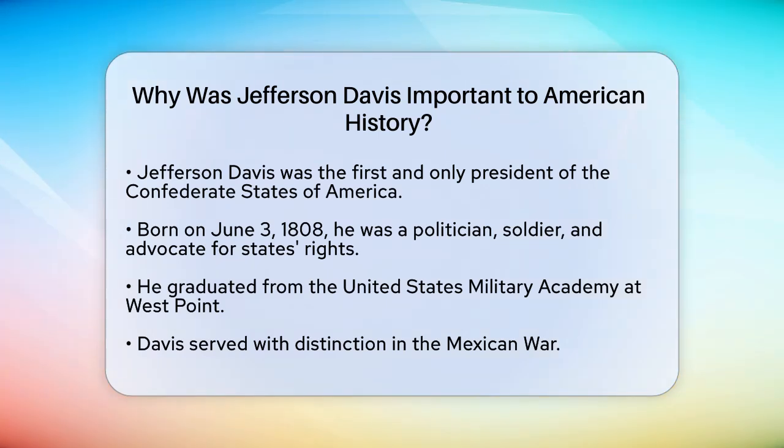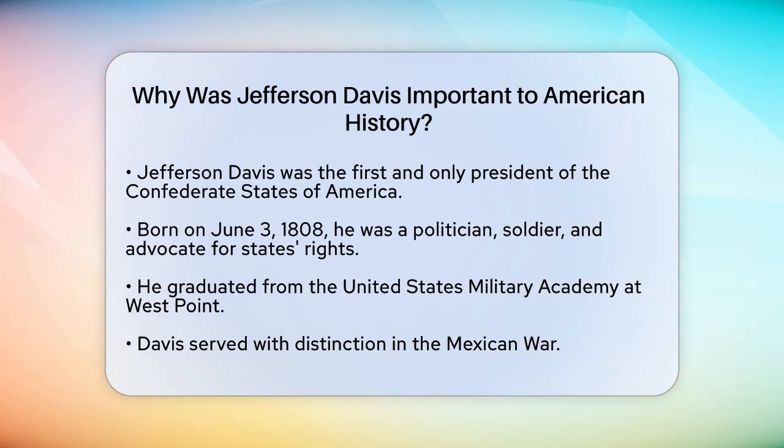Before the Civil War, Davis had a distinguished career. He graduated from the United States Military Academy at West Point and served in the Mexican War, where he fought with distinction. He was also a U.S. Senator from Mississippi and served as the Secretary of War under President Franklin Pierce from 1853 to 1857.